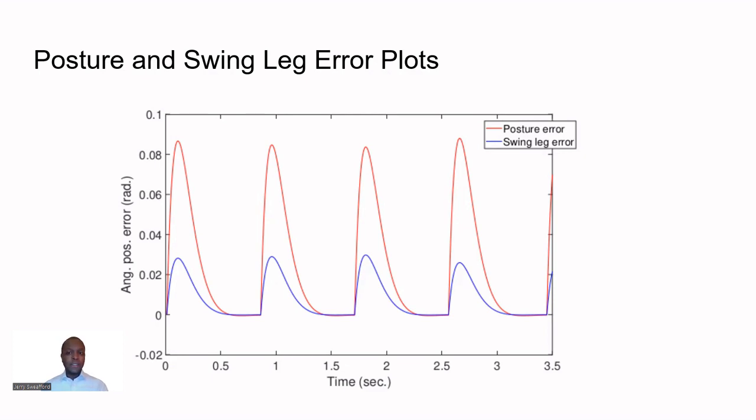So we're just going to go with this. All right, where was I? There is a posture error and swing leg error. So what happens is basically every step that is taken, there's a slight error in the posture.